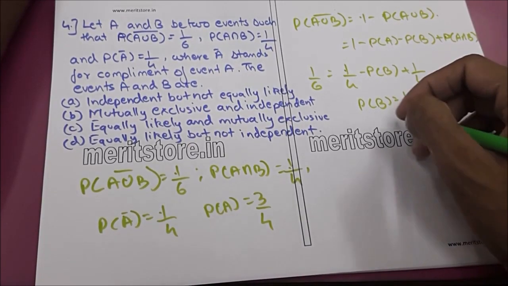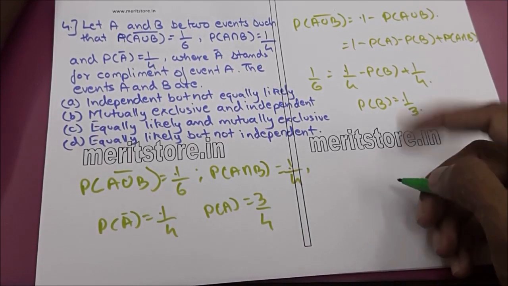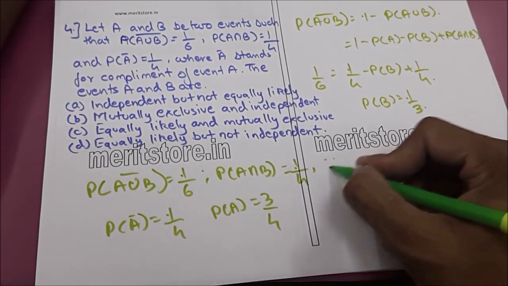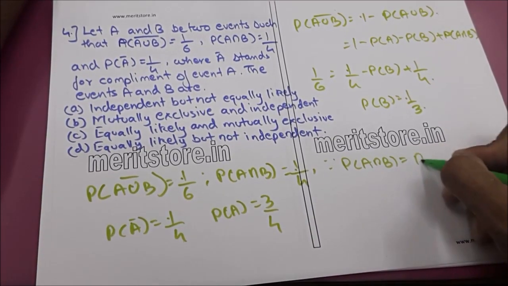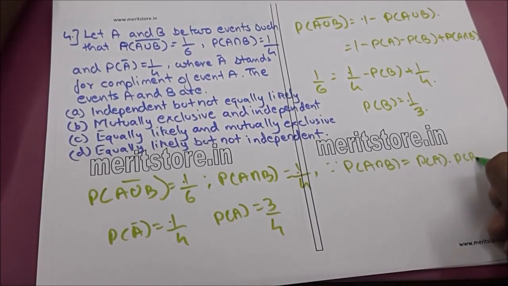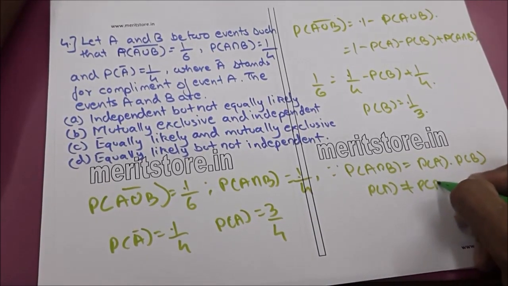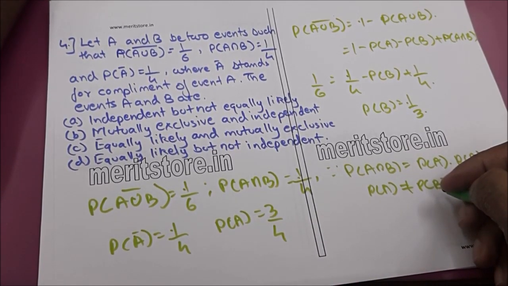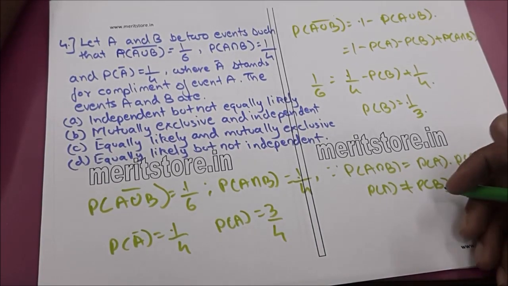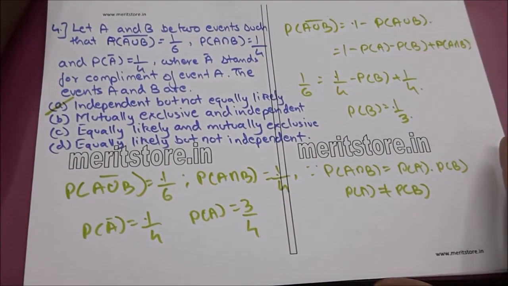Since probability of A intersection B is equal to probability of A into probability of B, and probability of A is not equal to probability of B, therefore A and B are independent but not equally likely. Therefore option A is the correct answer.